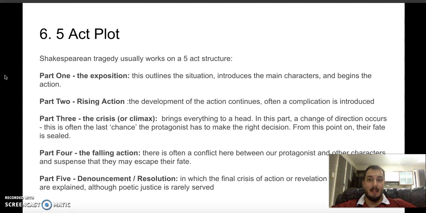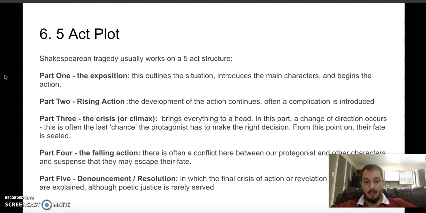And last but not least is the structure, which is a 5-act plot. In part 1 you have the exposition. This outlines the situation, introduces the main character, and begins the action. Part 2, we have the rising action, the development of the action, which is often where the complication is introduced. Part 3, we have the crisis or climax, and this brings everything to its head. In this part, we have a fundamental change of direction. This is often the last chance the protagonist has to make the right decision, and from this point on, their fate is sealed.